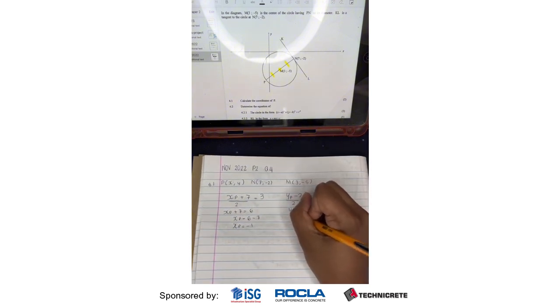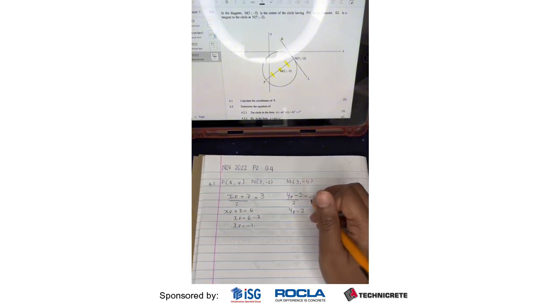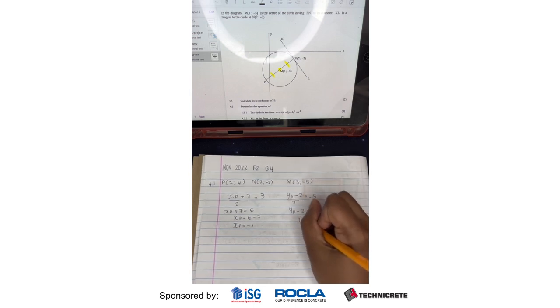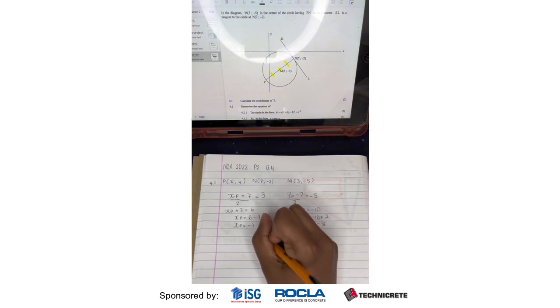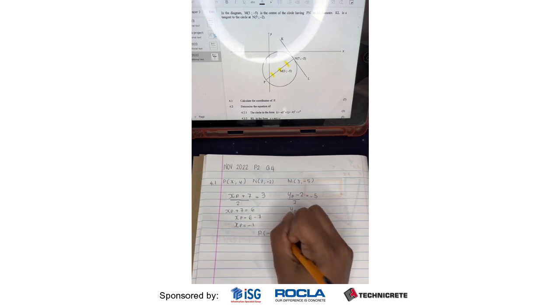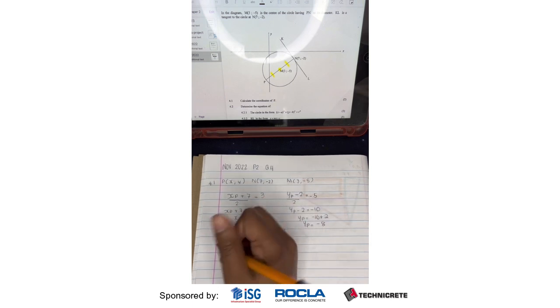I'm going to cross multiply here. So negative 5 times 2 is negative 10. yP is equal to negative 10 plus 2. yP is equal to negative 8. Therefore, my coordinates for P are (-1, -8).